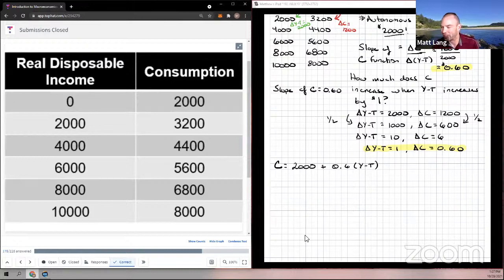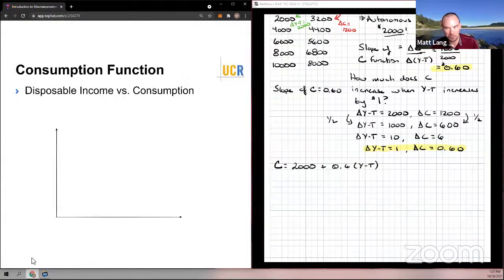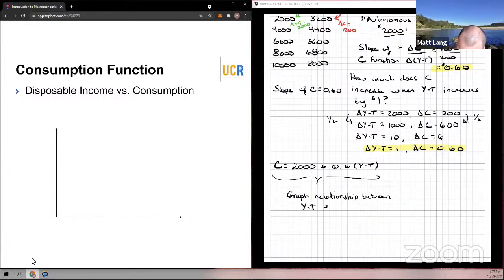So there's a comment on Q&A asking, are we still kind of in the weeds? We're still kind of in the weeds. Just hang in there, because the thing that I want to do next is to take this information and graph the relationship between our disposable income, y minus t, and our consumption. All right, so hanging on?